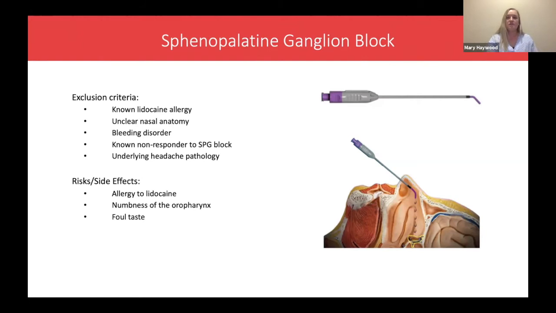So exclusion criteria for this block is known lidocaine allergy, unclear nasal anatomy, a bleeding disorder, a known non-responder to SPG block, and any underlying headache pathology like a tumor, mass, hydrocephalus, VP shunt malfunction. Once you've ruled those out though, or if you've ruled them in and they still have headache and it's appropriate, you could still use this in those clinical settings if you need headache treatment. Some risks associated with this procedure are allergy to the lidocaine itself. You get some numbness of the oropharynx and you can get a foul taste in the back of your mouth.